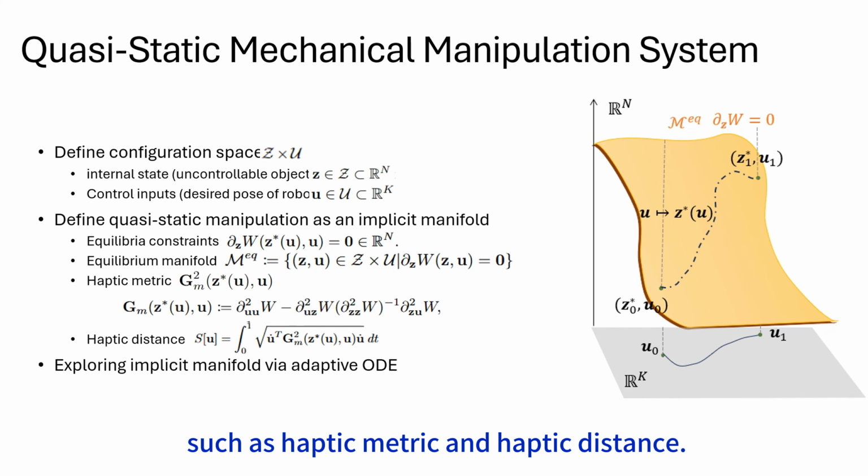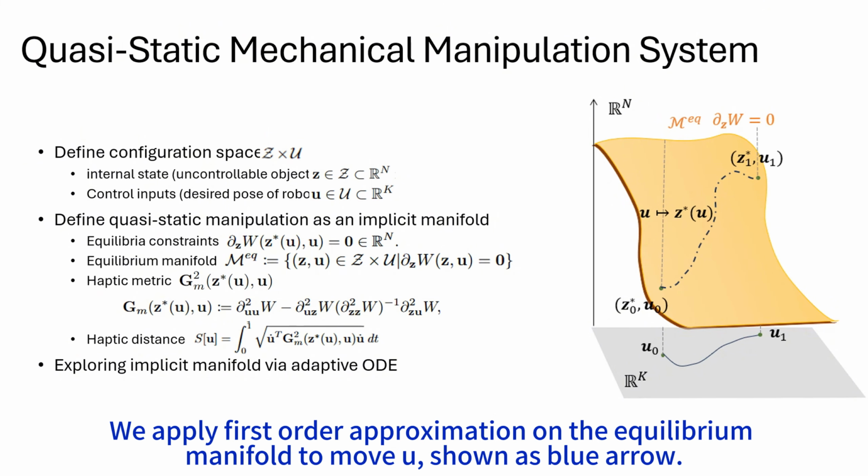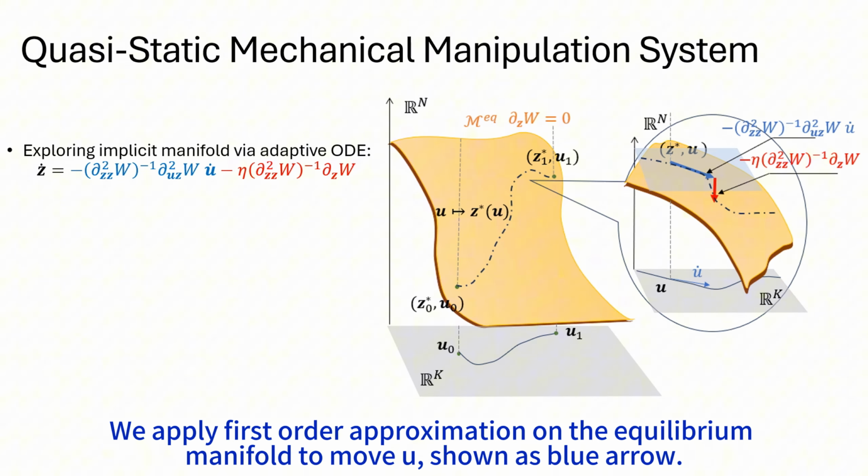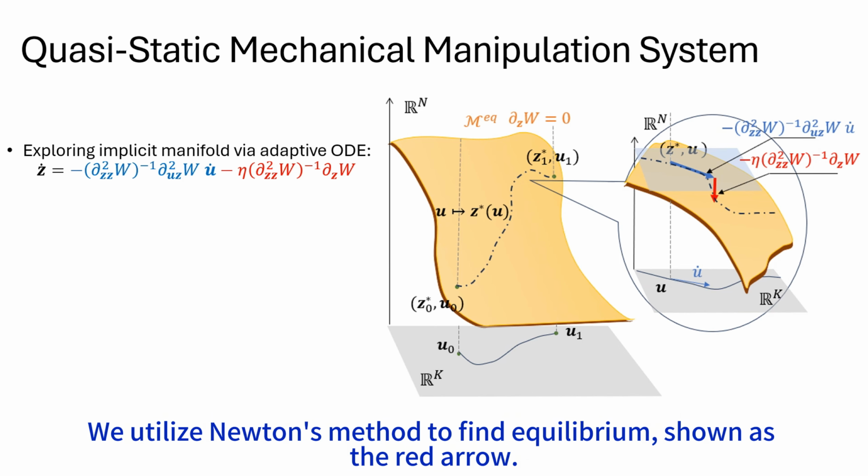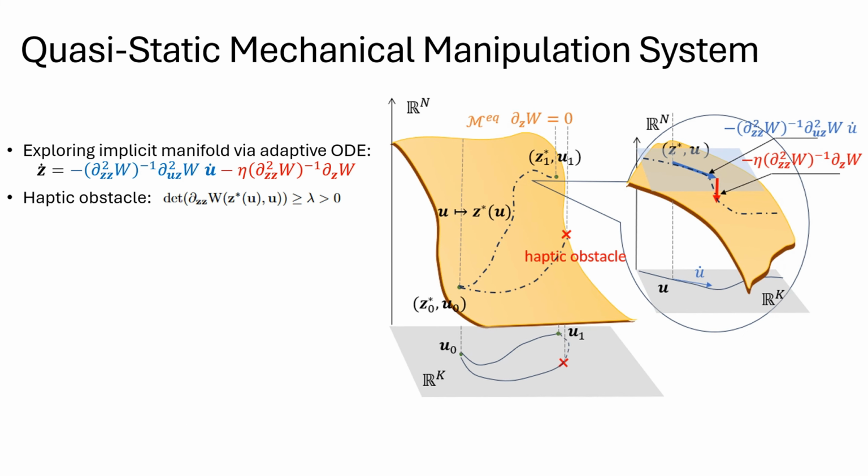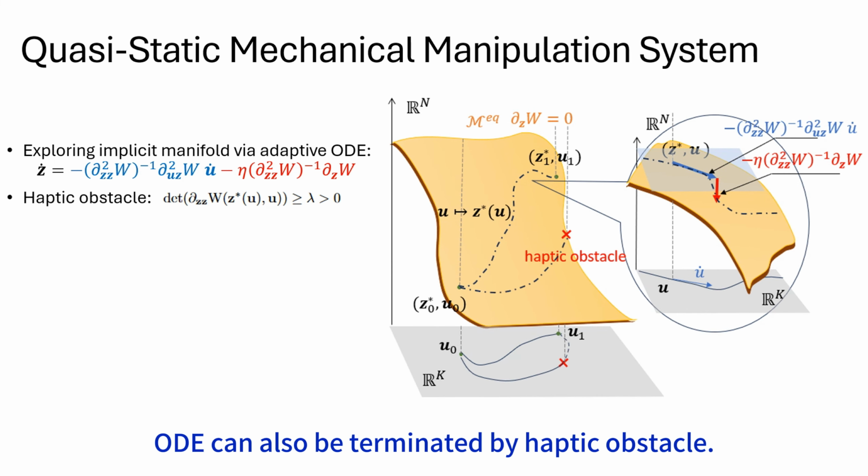Since the object state C is implicit, we apply a first-order approximation on the equilibrium manifold to move U, shown as the blue arrow. We utilize Newton's method to find equilibrium, shown as the red arrow. The ODE can also be terminated by a haptic obstacle.